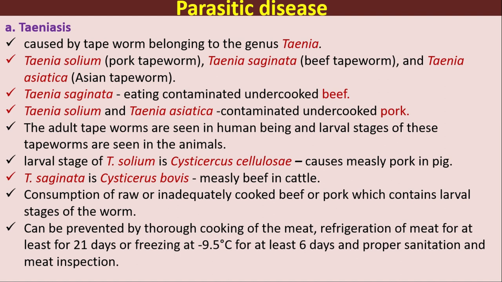The larva of Taenia saginata is known as cysticercus bovis. Measly cooked beef contains these larvae, cysticercus bovis. Infection occurs through consumption of raw or inadequately cooked beef or pork which contains larval stages of the worm. It can be prevented by thorough cooking of the meat, refrigeration of meat for at least 21 days or freezing at minus 9.5 degrees Celsius for at least 6 days, and proper sanitation and meat inspection should be done.